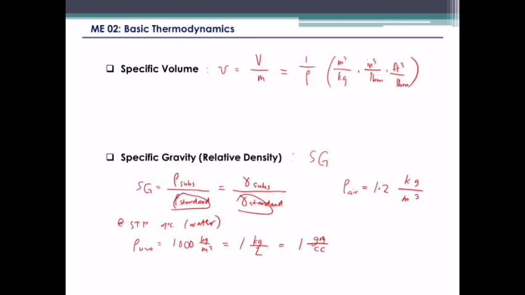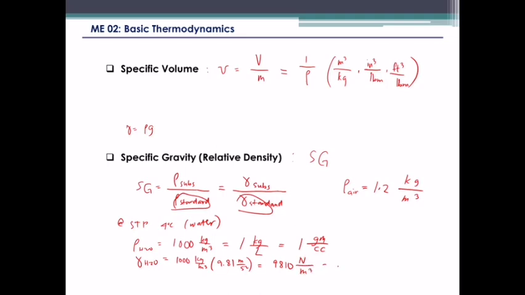Mercury sinks in water because it is very dense compared to water. Now, for example, if we want to find the gamma of water: from the definition, specific weight is rho g. Our density of water is 1,000 kilogram per cubic meter, and the gravitational acceleration is 9.81 meters per second squared. Therefore, the gamma of water is 9810 kilogram meter per second squared per cubic meter, which is Newton per cubic meter.